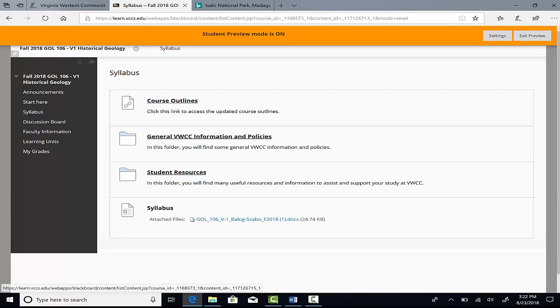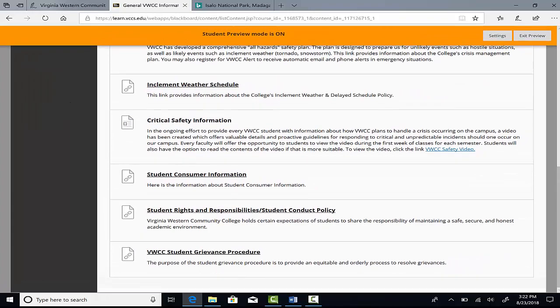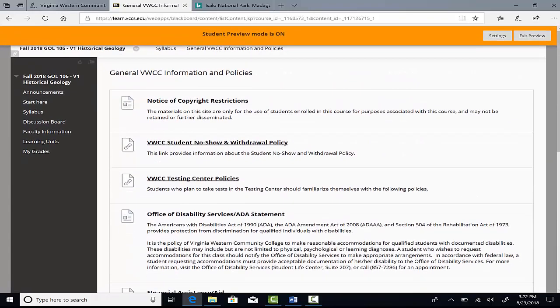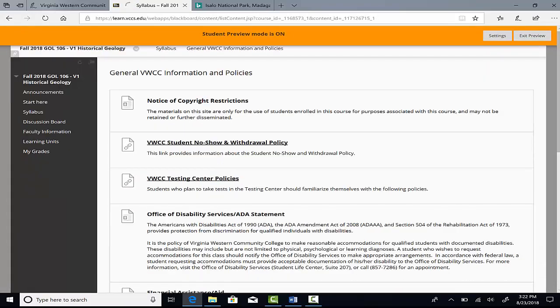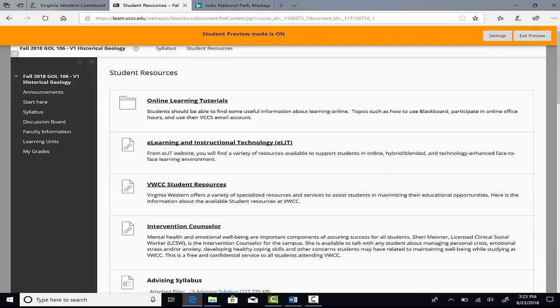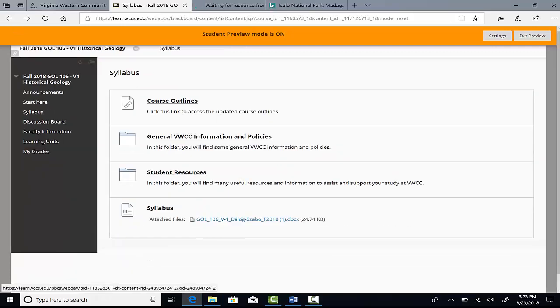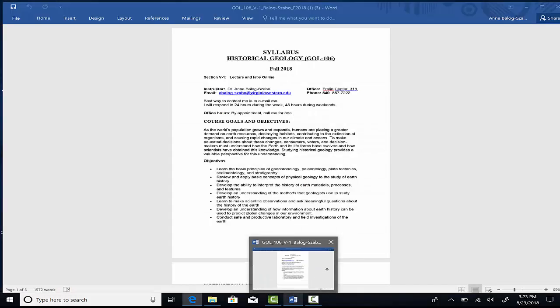We have the general Virginia Western policies. These are really important ones. You can find a lot of important information here, so you don't have to look anywhere else for these. It's right here. You have the testing center policies, a lot of important information you can find here. These are your student resources. And finally, you got the course syllabi. I already opened it up right here. So let's go through our course syllabi.